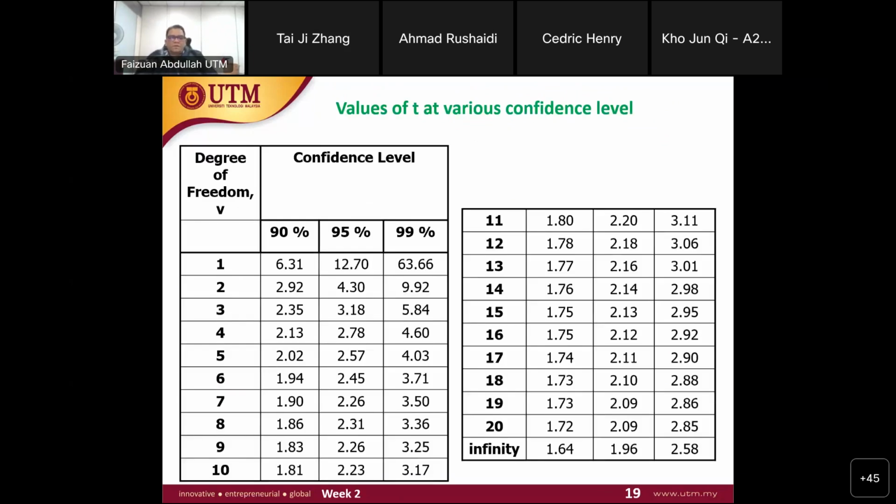This is the value of the confidence level and the degree of freedom. 90%, 95%, and 99%. Normally we use 95%.